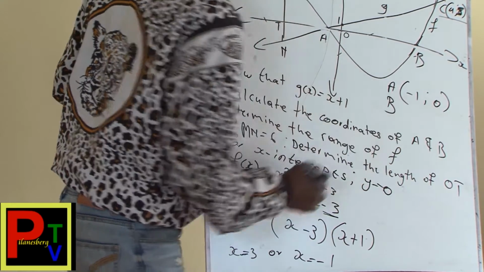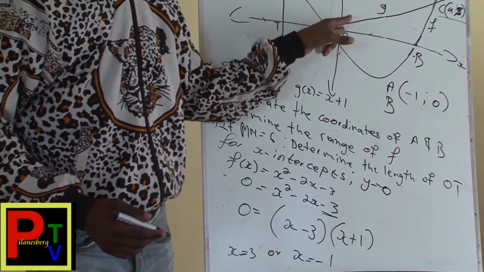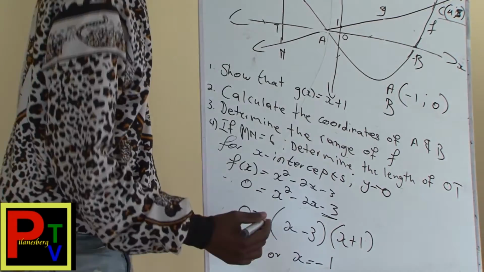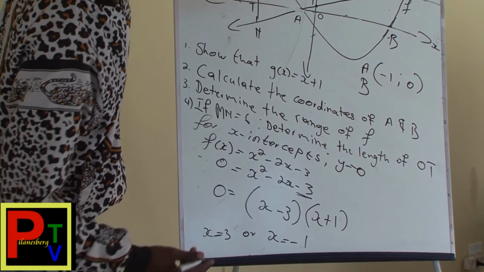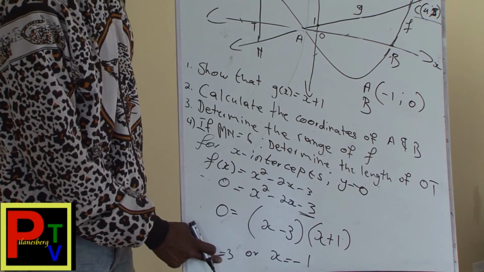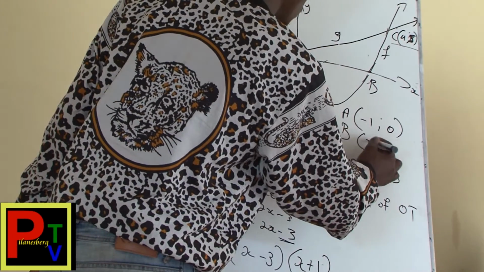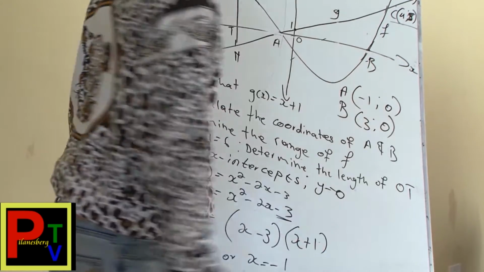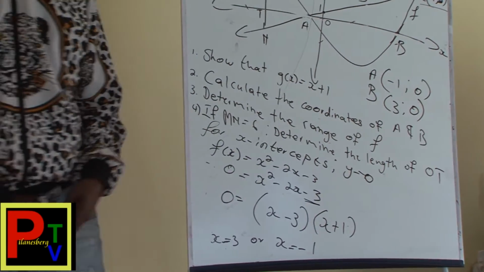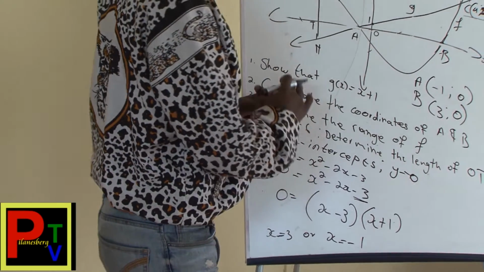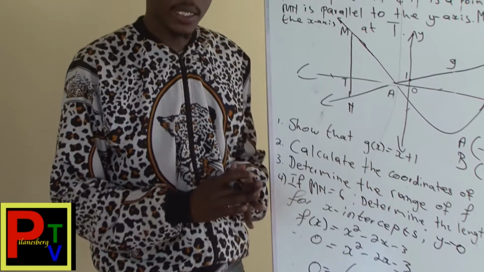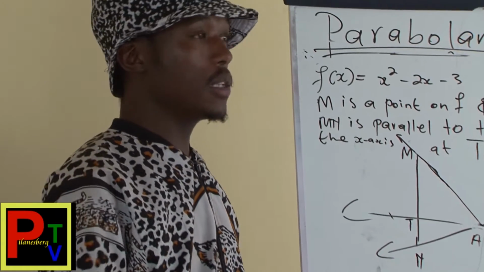Therefore, for B, we check our B. Again, the positive x-axis. Do we have a positive? Oh, yes, we have a positive. Therefore, our x is 3. Then our y is 0. Therefore, that is A and B. It was just a way to play smart. You can answer the question straight or find the x-intercept.